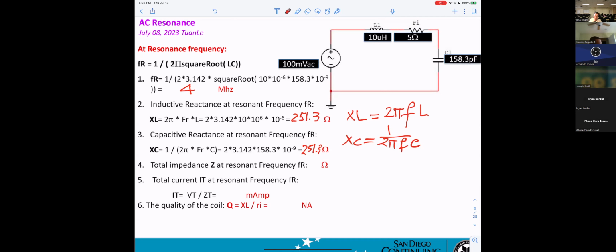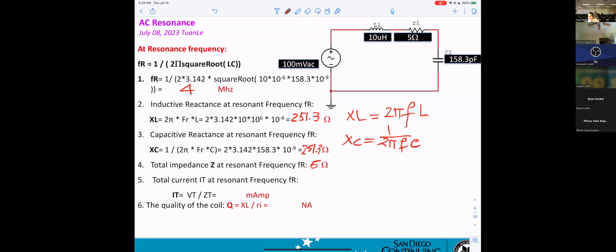Number four. They want the total impedance at resonant. Since XL and XC cancel each other out, the only thing you have left is that little R, so that would be the impedance. What is the value? 5 ohms? Exactly. They will be 5 ohms.